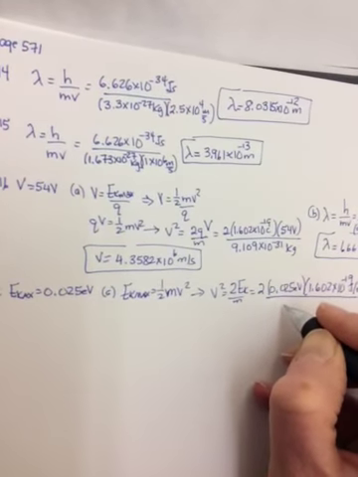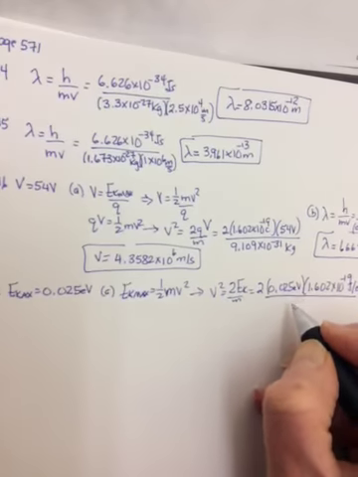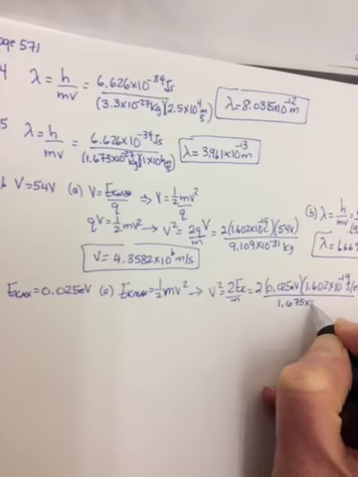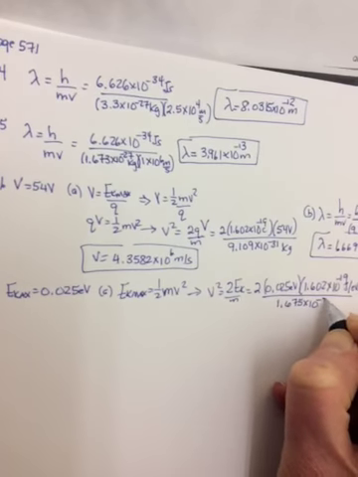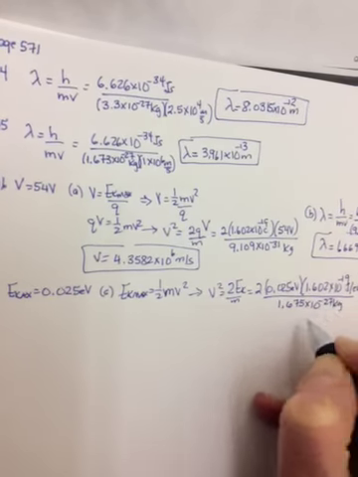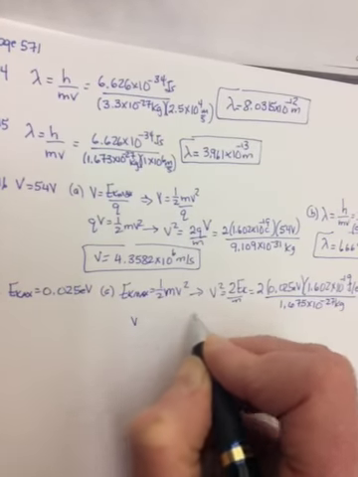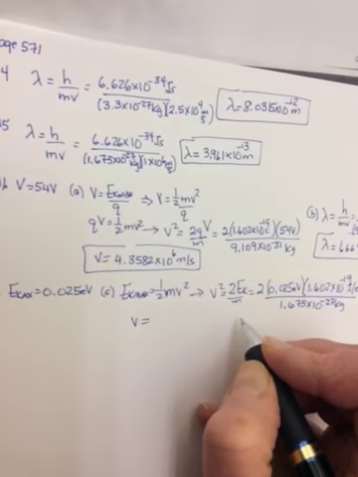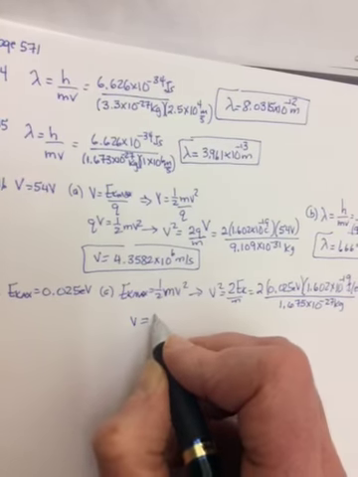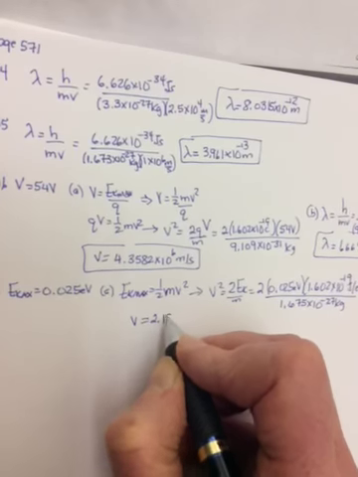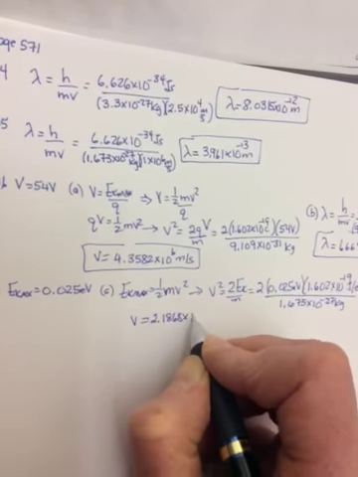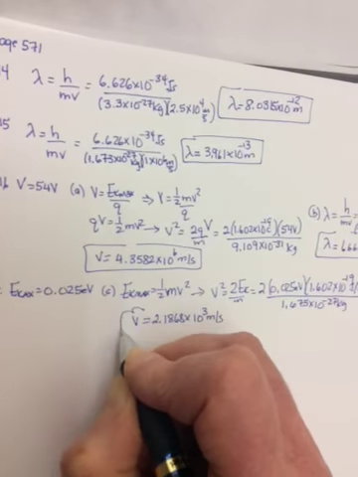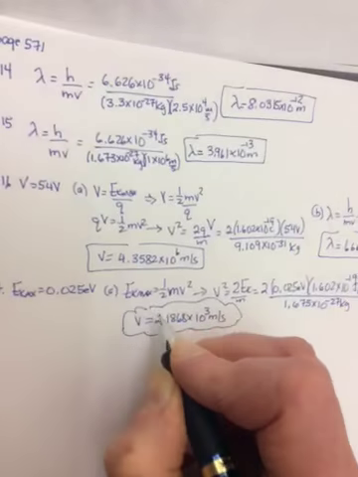And then this is a neutron, and the mass of a neutron is 1.675 times 10 to the negative 27. Interesting, they told you the mass of the proton, but not the mass of the neutron. Remember again, this is v squared, so after you get your answer, you do need to take the square root, and you get 2.1868 times 10 to the third meters per second for the velocity of the neutron.